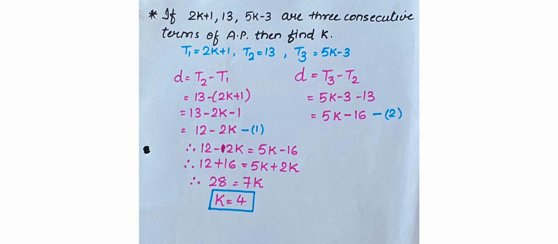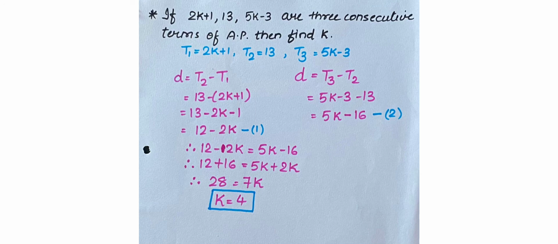Dear students, I have tried to cover almost all the types of questions from your textbook. This type of question is not there in your textbook, but it is asked in the examination many times. So let us try to see this question. If 2k minus 1, 13, 5k minus 3 are 3 consecutive terms of an AP, then find k. So here our first term is 2k minus 1, second term is 13, and third term is 5k minus 3. We know the formula for finding d, that is d is equal to T2 minus T1, the difference between consecutive terms.